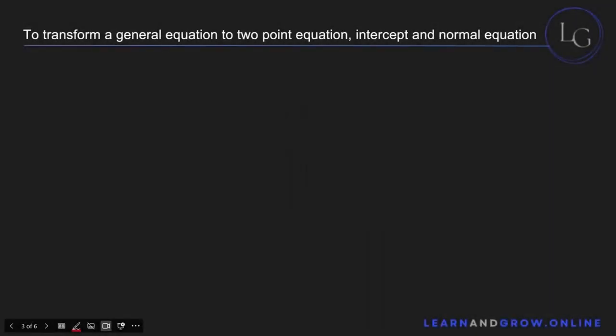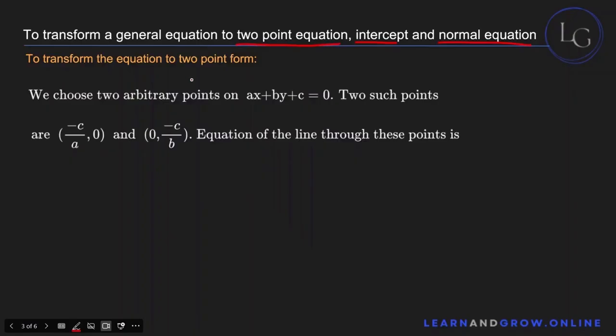Now let's transform a general equation to a two-point equation, an intercept equation, and a normal equation. Now, this is the general equation of a line. Let's convert it to its two-point form.